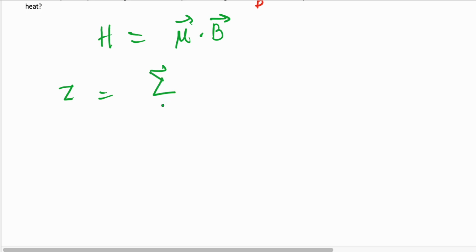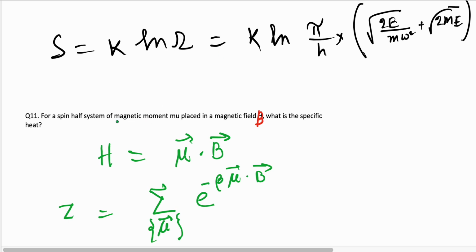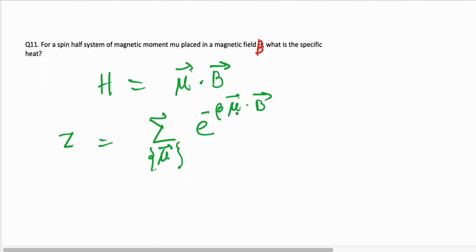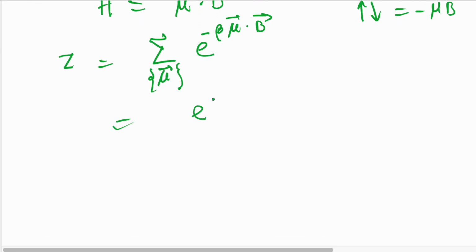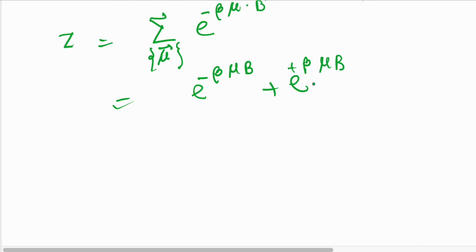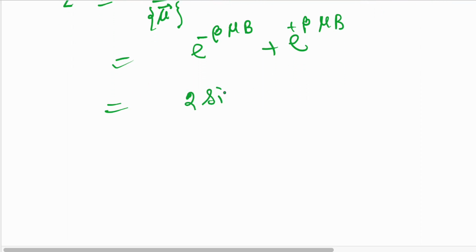The partition function will be the sum over all possible directions of mu of e to the power minus beta mu dot B. And since it is a spin half system, only two energies are possible. When the directions of mu and B are the same, it will be mu B. When the direction is opposite, it will be minus mu B. So this summation gives e to the power minus beta mu B plus e to the power plus beta mu B, which is 2 sinh beta mu B.